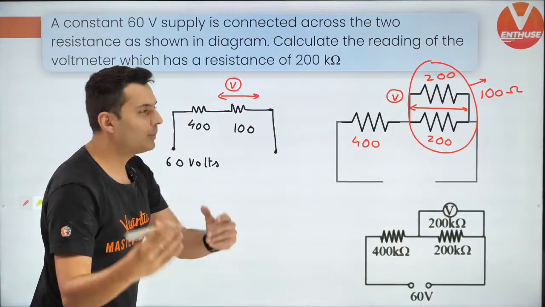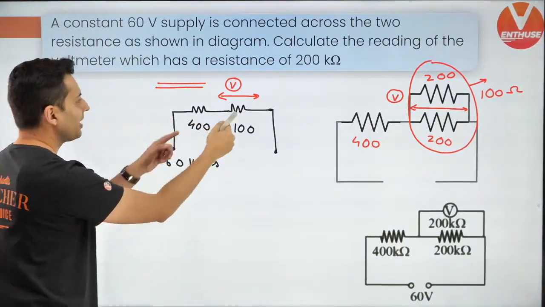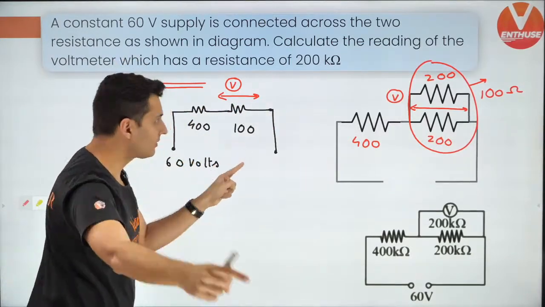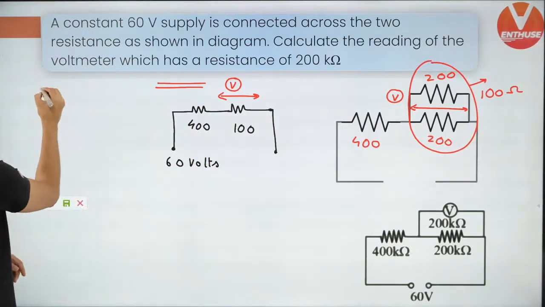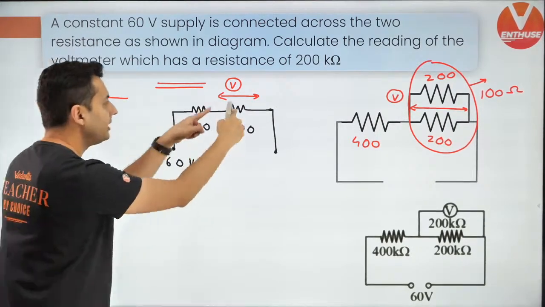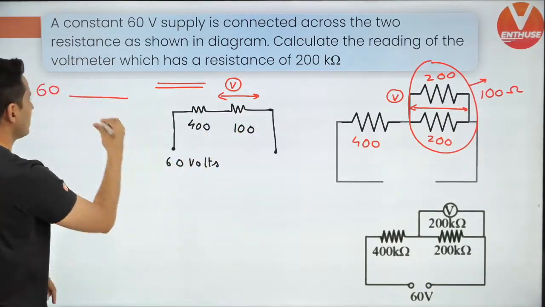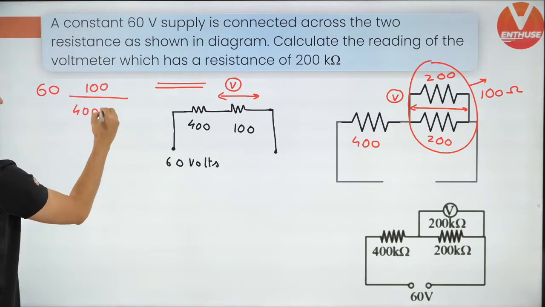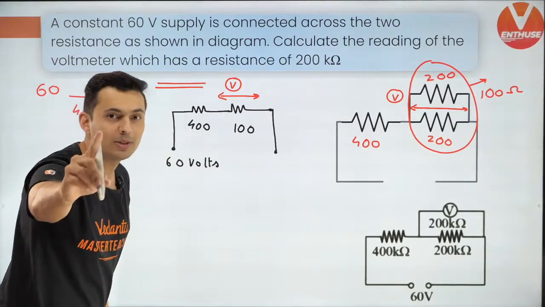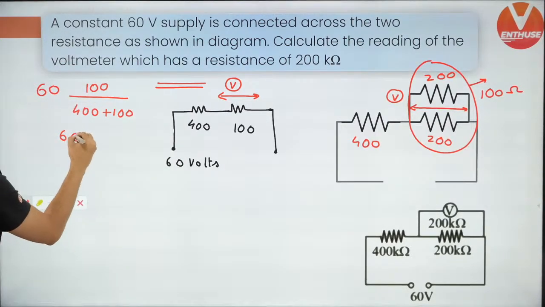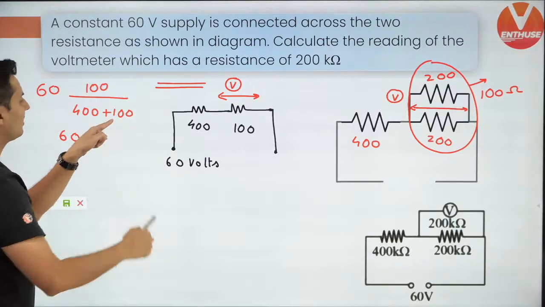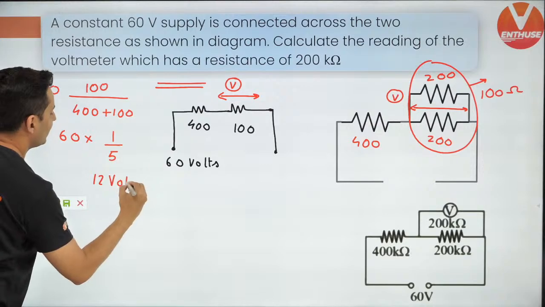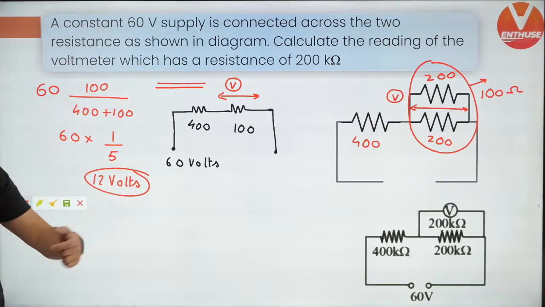Didn't I tell you that formula? Voltmeter reading formula? If there are resistors in series, the voltage across any resistor in series is the total voltage, which is 60, multiplied by the resistor across which you want to find the voltage, which is 100, upon the total resistance, which is 400 plus 100. This is the shortcut formula which will help you. And therefore, this will be 60 multiplied by 100 by 500, 1 by 5, which is going to make it 12 volts. That's the answer, guys.